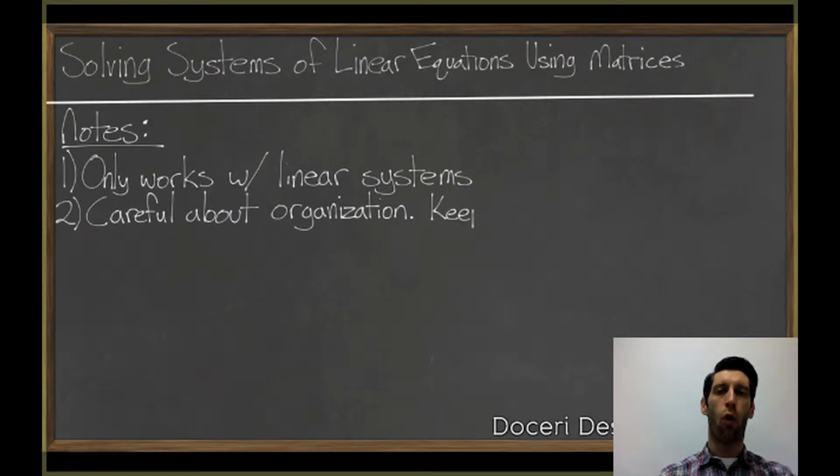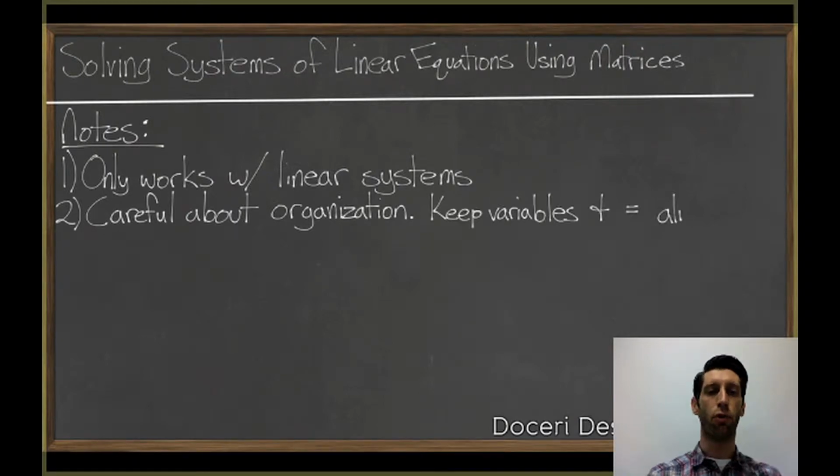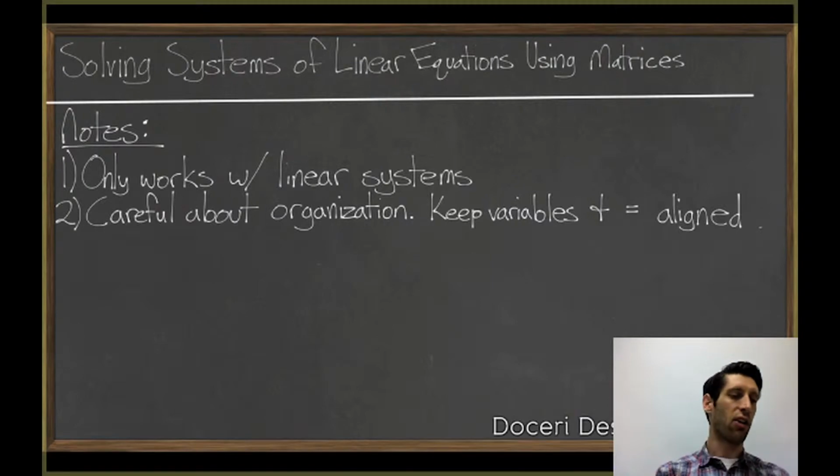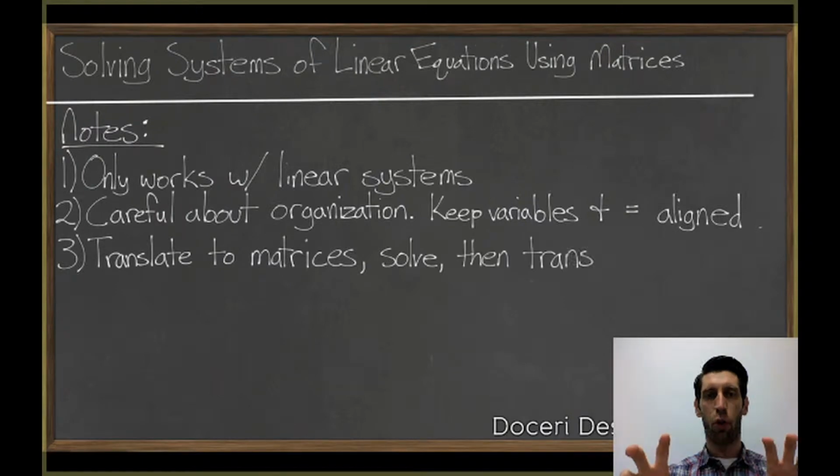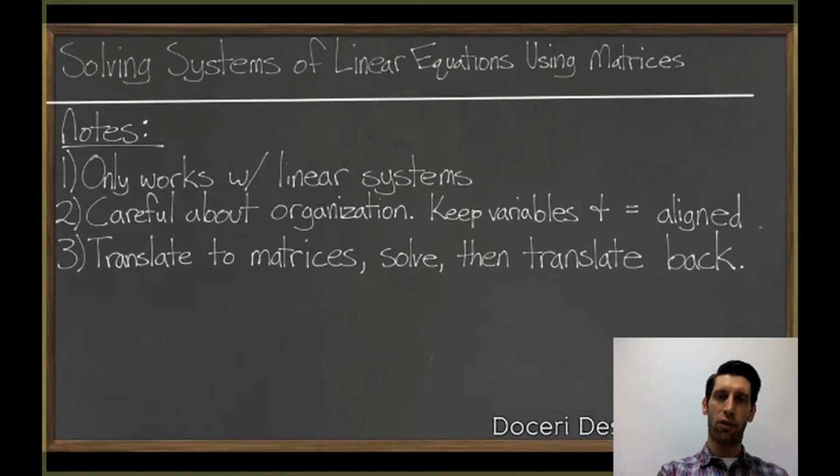Second of all, organization in this technique is crucial. You've got to be very careful about it. In particular, you've got to keep your variables aligned in columns, as well as your equal signs aligned in a single column as well. So the basic way that the technique works is we're going to take a system of equations, translate it to a matrix, solve that system using some computational techniques on the matrix, and then translate back into a solution of the original system.